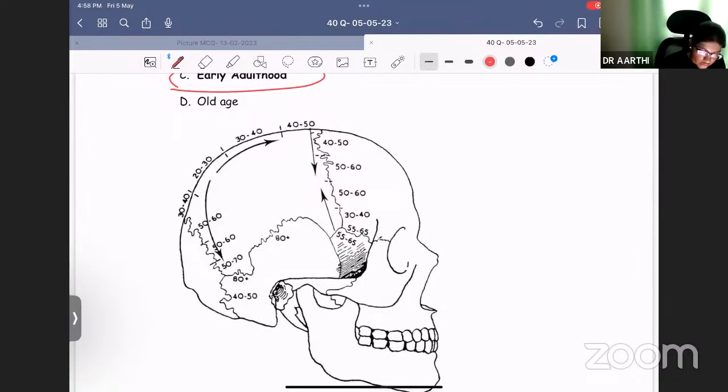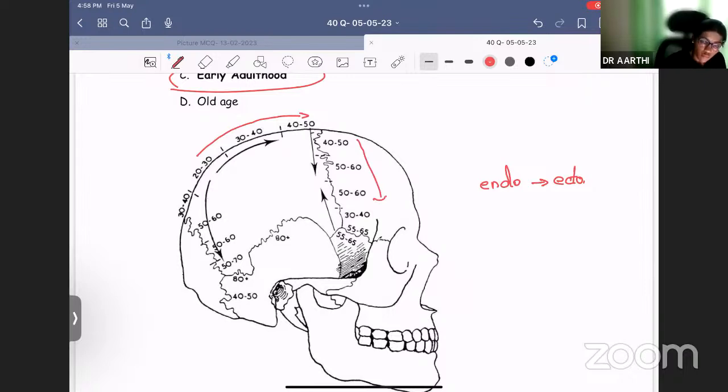Just remember, it always goes from endo to ecto, which means the fusion happens from inside to outside, right? And it starts somewhere over here in the vertex, and then keeps coming. So you can see it comes 20 to 30, 30 to 40, 40 to 50, then 50 to 60, it goes like this.